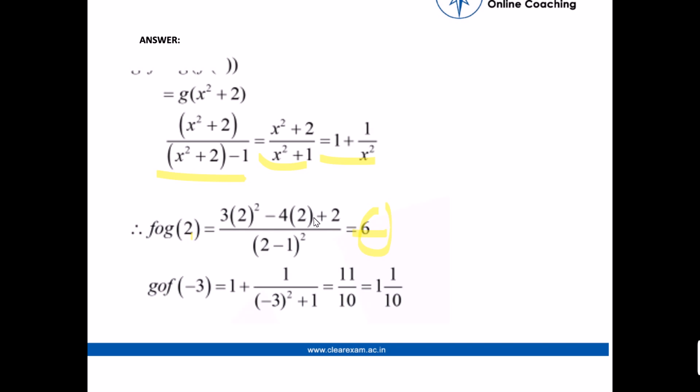We get the value of f of g(2) as 6, and g of f(−3) we get 1 + 1/(x² + 1), putting x equal to −3, which gives 11/10, which we can write as 1 + 1/10. So this is the answer. Thank you.